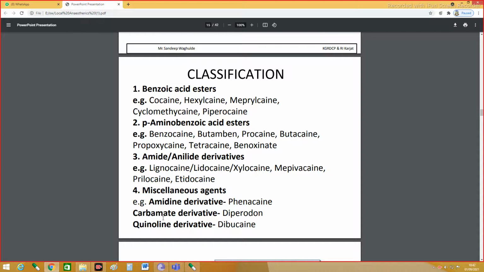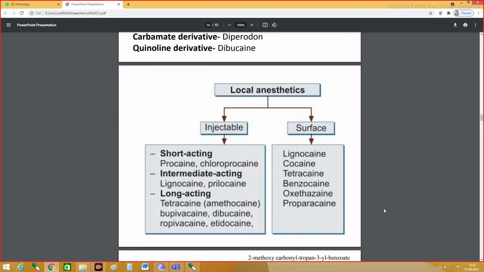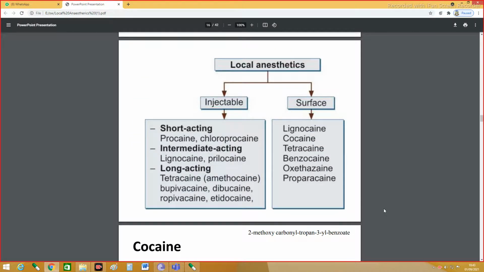an amidine derivative, phenacaine as an example. Then carbamide derivative, example is dipyridocaine. Then the next is quinoline derivative. The example here is dibucaine. This is a simple chemical classification for the local anesthetics. Let us consider another type of classification, pharmacological classification as per the dosage form.